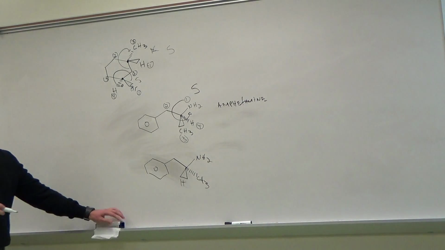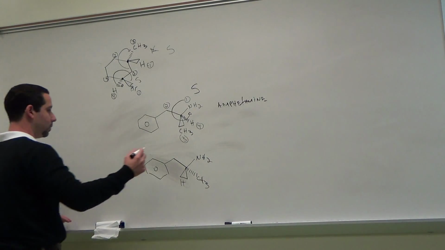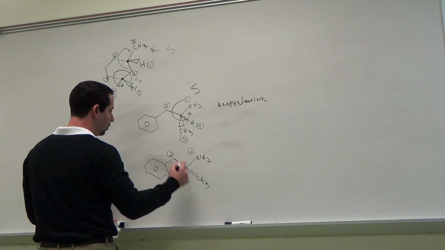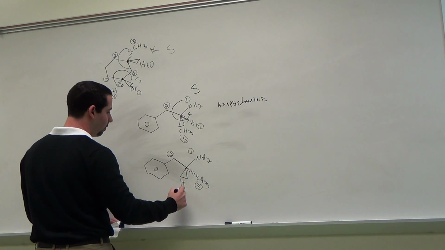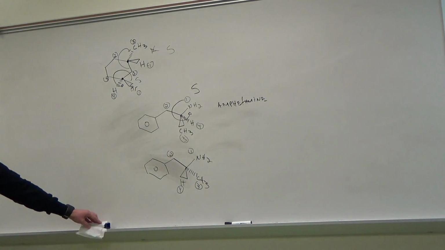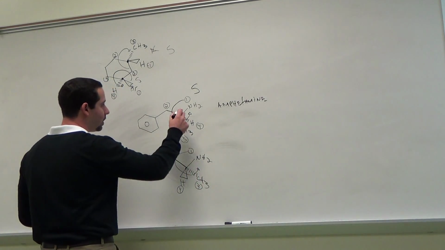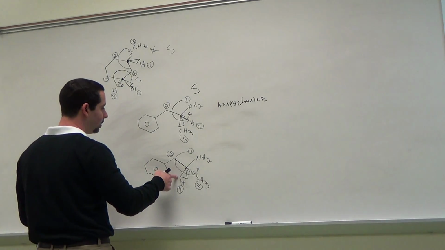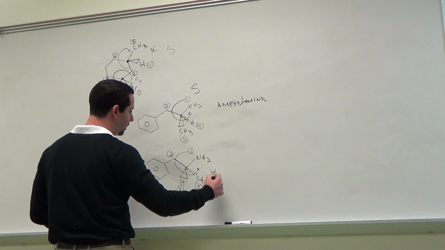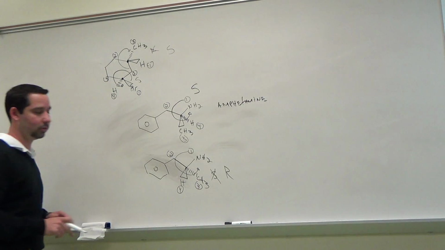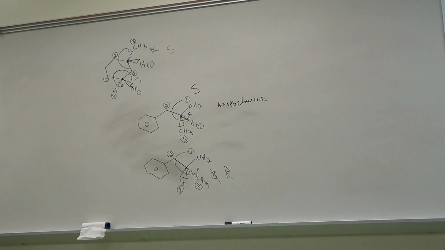If you do that, let's count this again. This is priority 1, priority 2, and priority 3. Well, this is the 4th priority. So I am going to go 1, 2, 3. It looks like S, yes, but the hydrogen is in the front. So it looks S, but it's not S. It is R. And you can, of course, draw the mirror image of that, which we did last class.